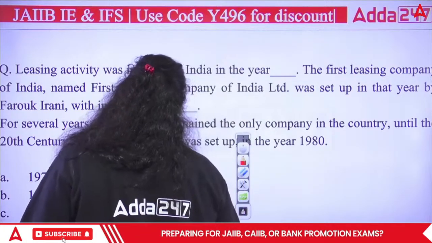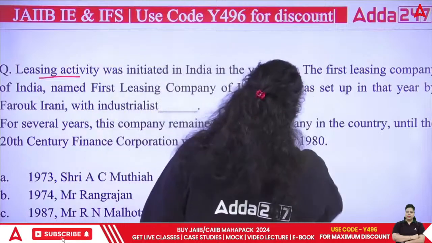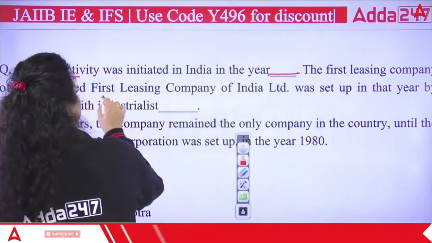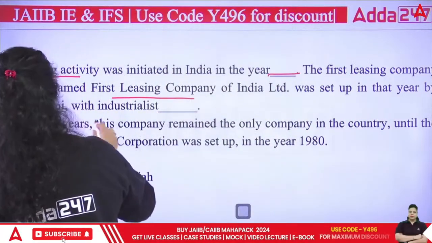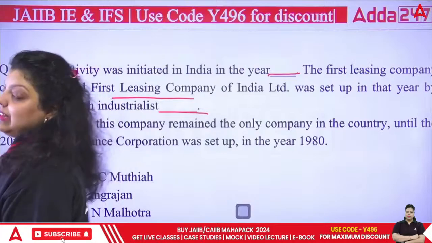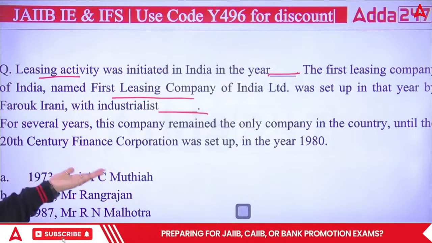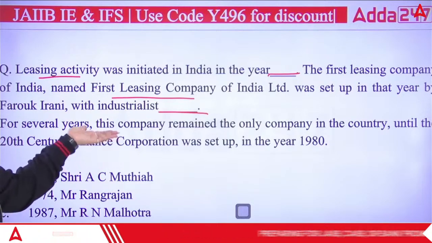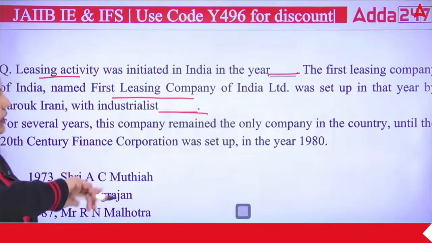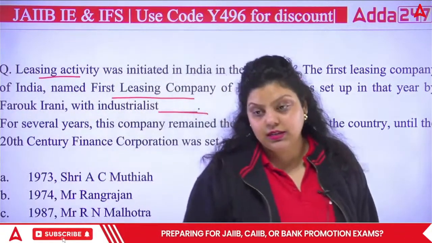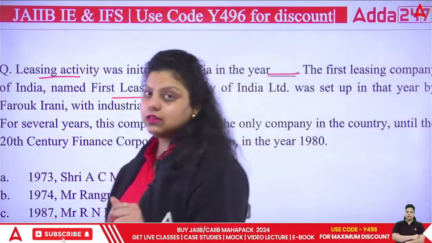Okay, so the first question: leasing activity was initiated in India in the year dash. The first leasing company of India, named First Leasing Company of India Limited, was set up in that year by Farooq Irani with industrialist dash. You have to answer the name of the industrialist. For several years, this company remained the only company in the country until the 20th Century Finance Corporation was set up in 1980. So you have to answer in which year leasing activity started in India, and with which industrialist it was started.